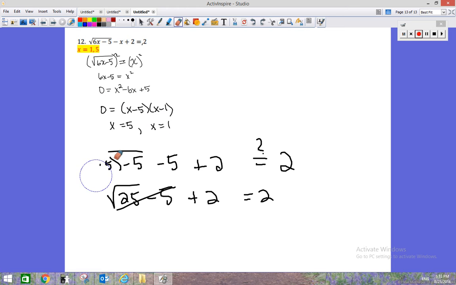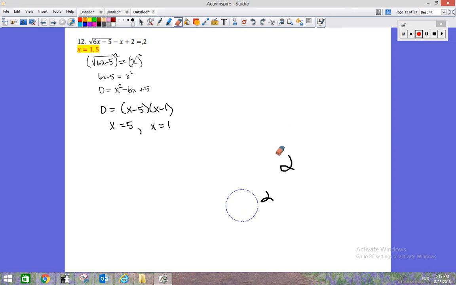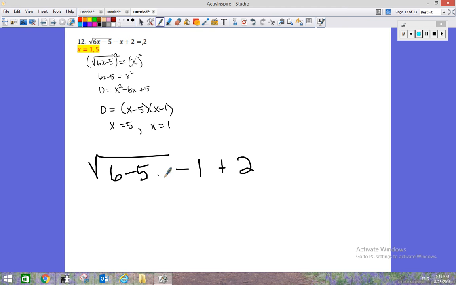Let's plug in the 1 and see if it checks. 6 times 1 is 6. 6 minus 5 is 1. 1 minus 1 is 0. And 0 plus 2 is 2. And hey, that equals 2. This guy checks. So both of these satisfy the original equation.